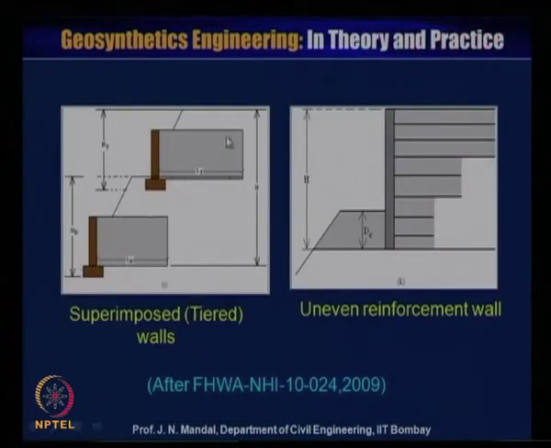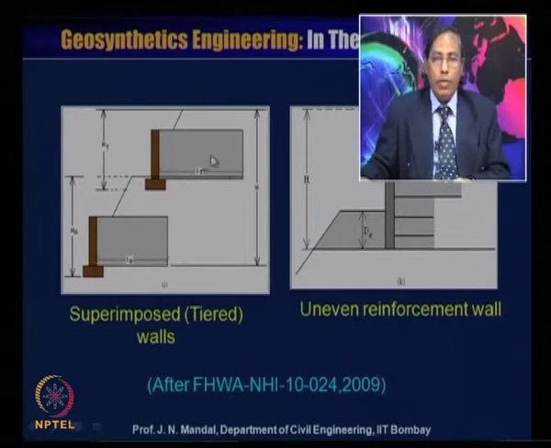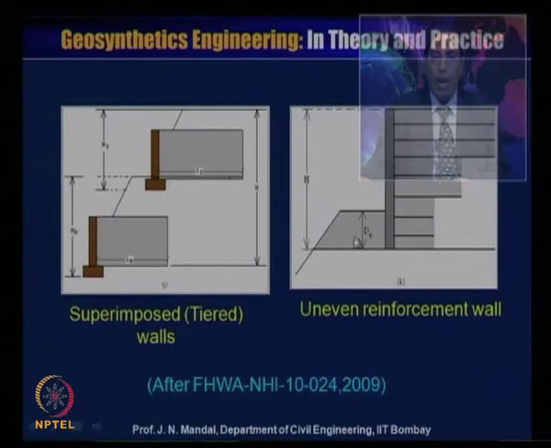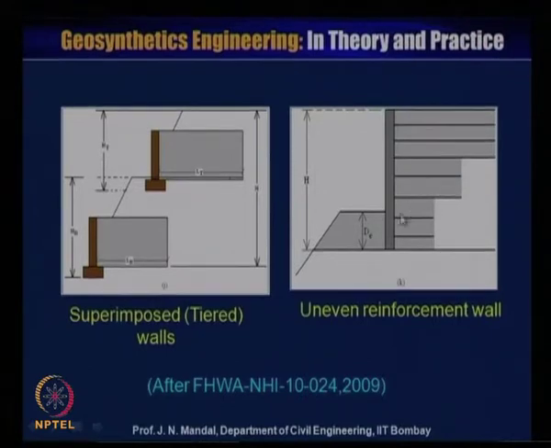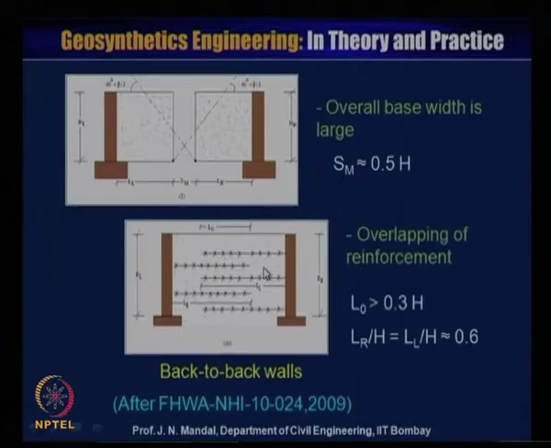Also superimposed or tier wall. You can construct one wall and then make a slope and make another wall. It is superimposed, or it is called the tier slope, and this is also an unreinforced soil wall. You can see that the length of the reinforcement is less, then gradually increasing like this, a little bit trapezoidal in shape, and this is the depth of the embankment, and this is after FHWA NHI-10-024, 2009. So different types of systems of reinforced soil wall can be constructed.